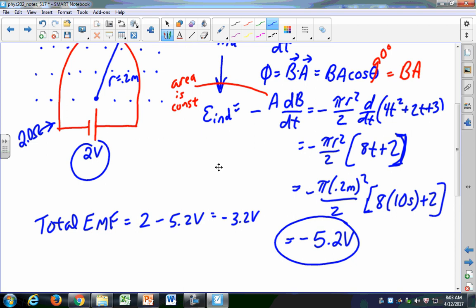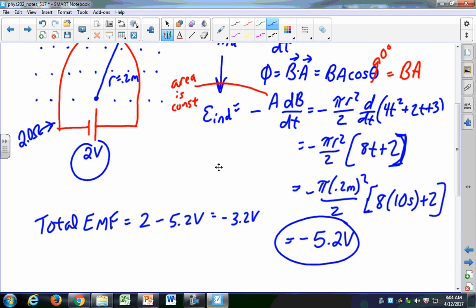But you'll probably see a problem something similar to this, where you have a changing magnetic field, maybe one like this, or maybe one like the one that we worked last time, where we had the two coils, one inside the other, and you change the magnetic field. You have to figure out what then is the induced EMF, and then also maybe what is the induced current.